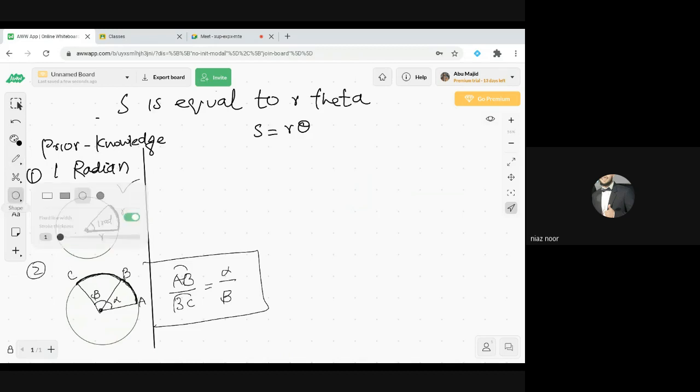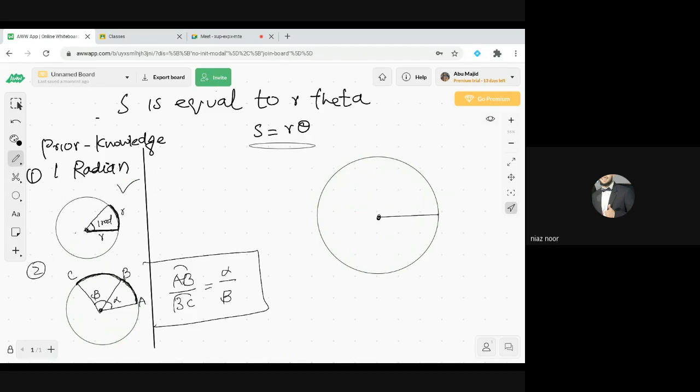Now let's get into the proof of S equals R theta. Suppose this is the center of the circle here. Draw an arc such that the measurement of the arc is the same as the radius. So what is going to be this angle? Obviously, we know that this is going to be 1 radian.